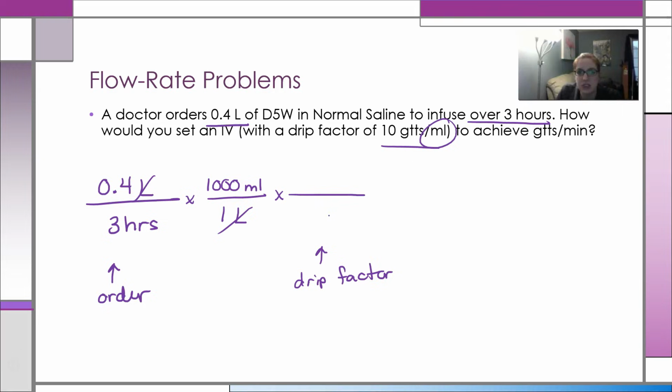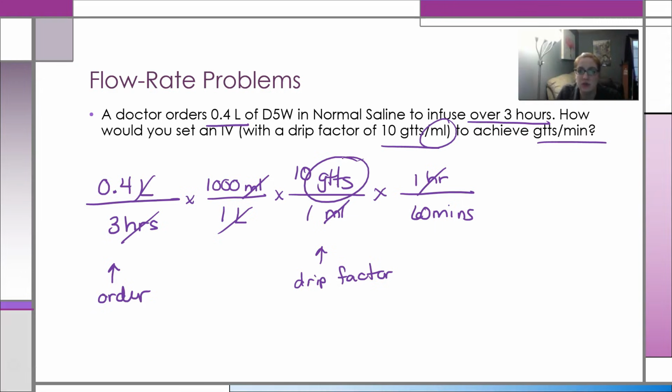Okay, milliliters need to go on the bottom. Great. And our 10 drops will go on top. So the milliliters cancel and we have drops on the top and hours on the bottom. Is that what we want? No, it is not. We want drops per minute. So we need to go ahead and change our hours to minutes. So every 1 hour is 60 minutes. Cross that out. Looks like we have drops per minute.